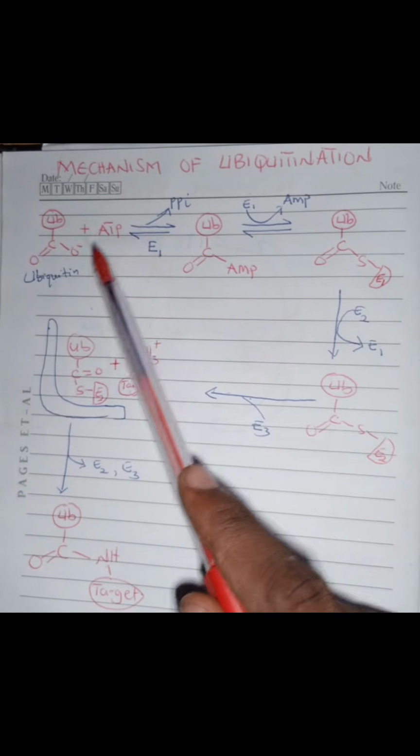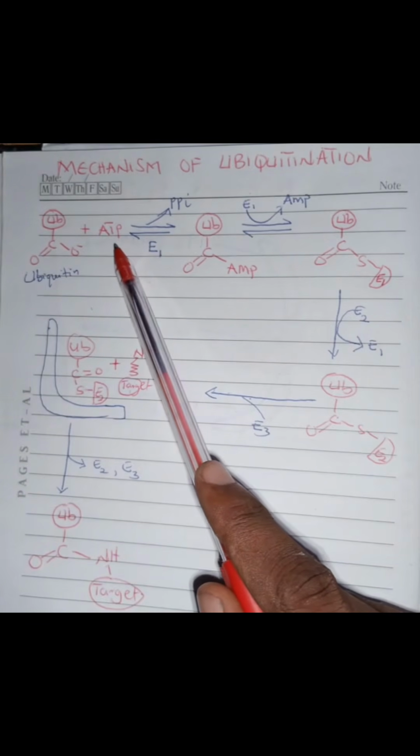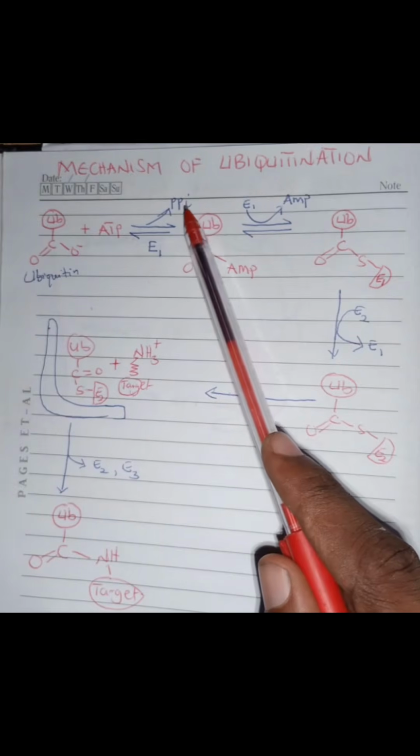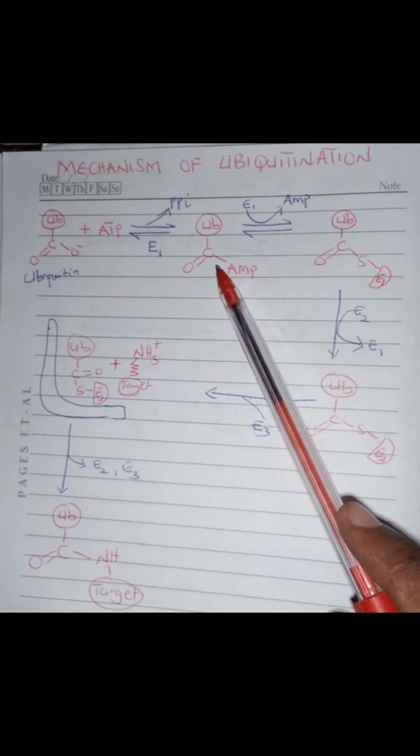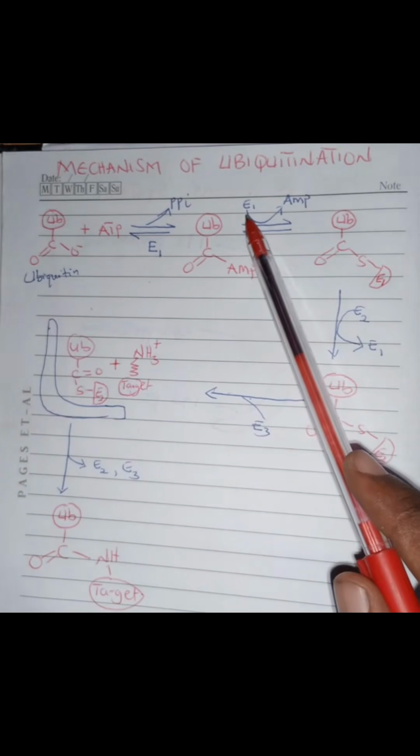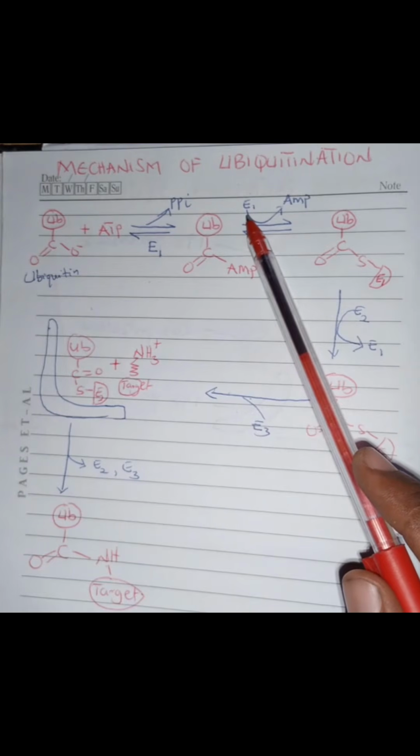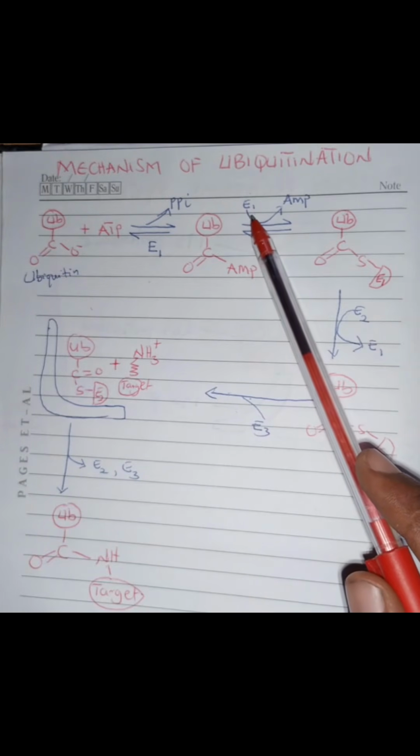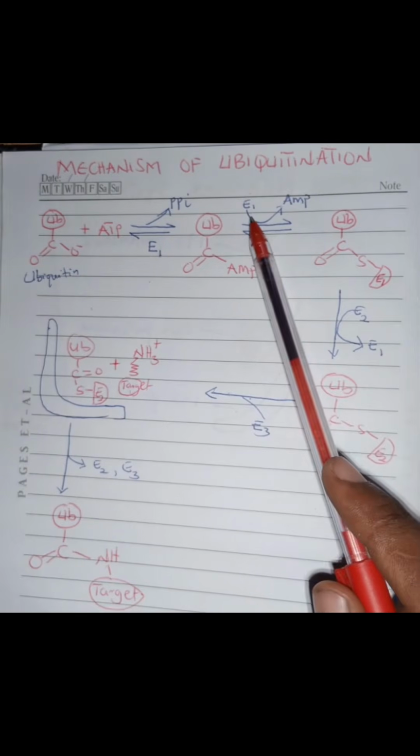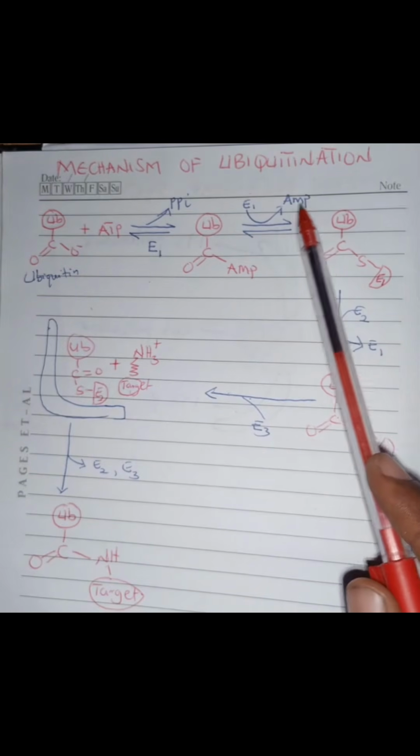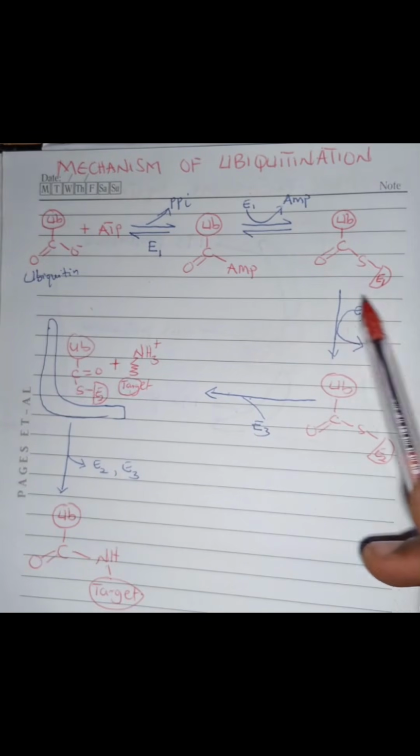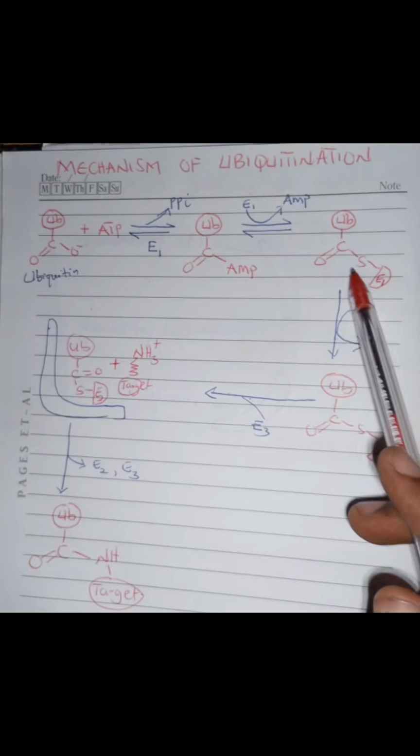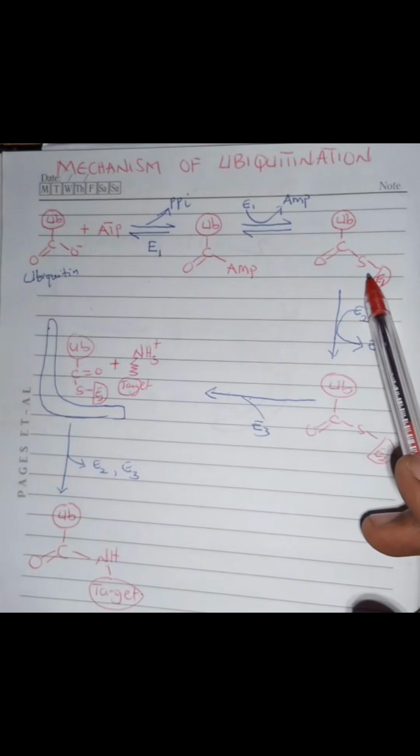So now let's look at it. If you remove AMP from ATP, what is left? Pyrophosphate, right? Two phosphates are given off. So this is our activated ubiquitin. The next thing is E1 comes in. Remember, E1 is the ubiquitin activating enzyme. It comes in and displaces AMP. That is what you're having here. So we remove AMP and add our E1, and it is linked by a sulfide bond.